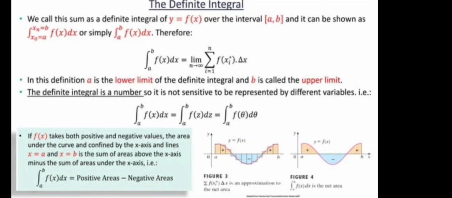If f of x takes both positive and negative values, the area under the curve and between x-axis, lines x equals a and x equals b is the sum of areas above the x-axis minus the sum of areas under the x-axis. Positive areas and negative areas. Figure 3 and figure 4.